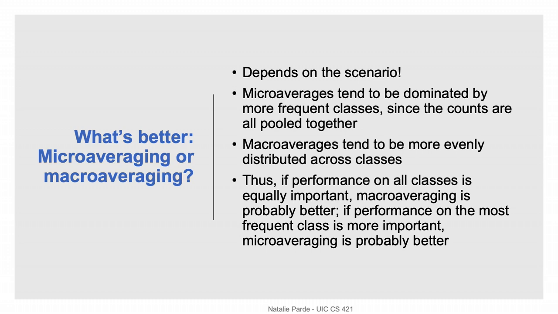In terms of what's better between micro and macro averaging, that depends on your individual classification scenario. Micro-average scores will be influenced more by class size, whereas macro-average scores take all classes into equal consideration. So if checking performance on all classes is equally important, macro-averaging is probably better. If performance on more frequent classes is more important, micro-averaging is probably better.